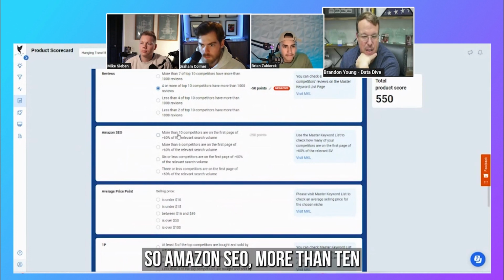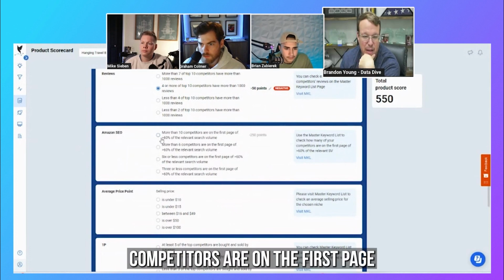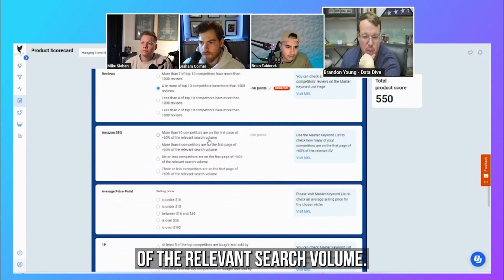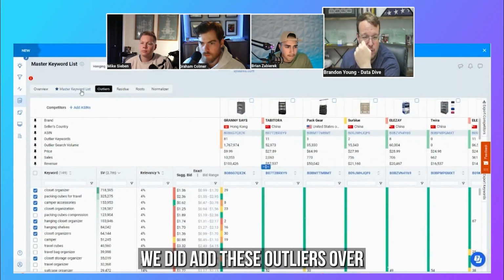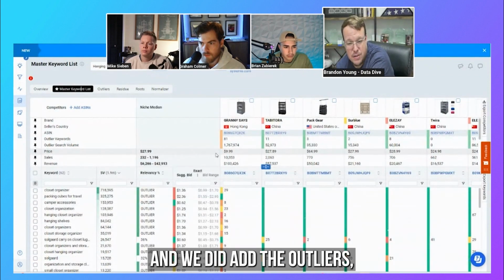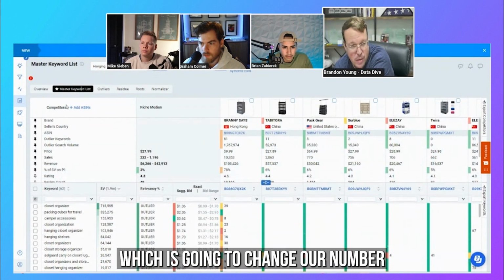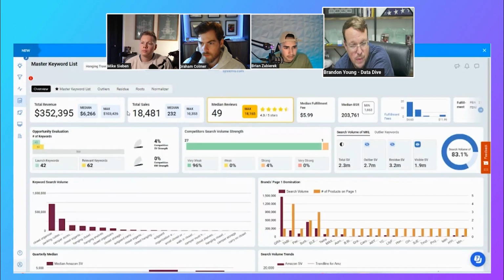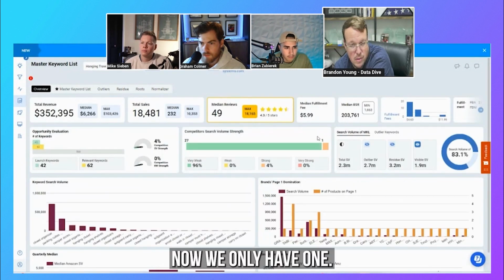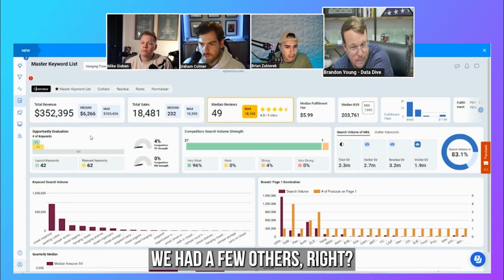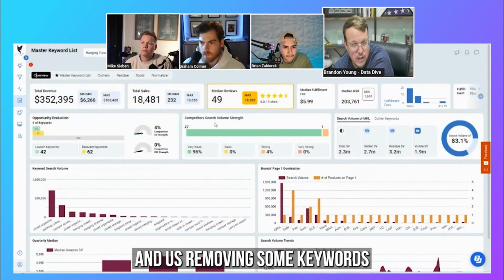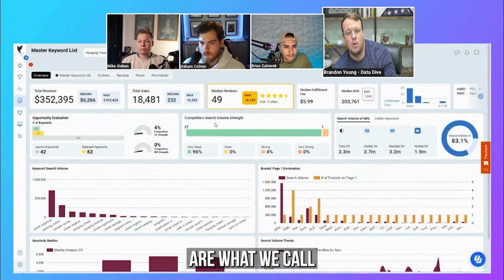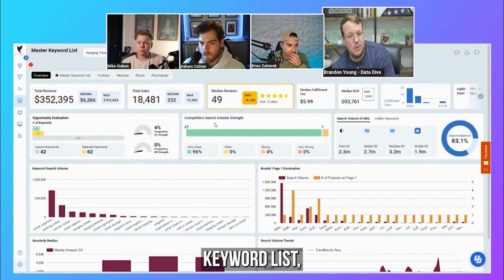So Amazon SEO, more than 10 competitors are on the first page of at least 60% of the relevant search volume. Now, we looked at this main page. We did add the outliers over, which is going to change our number a little bit. We had to go to the overview, and so now we only have 1, but before I think we had a few others, right? Yeah. So I think the outlier is being moved over, and us removing some keywords that weren't relevant are what we call a cleaned up master keyword list.